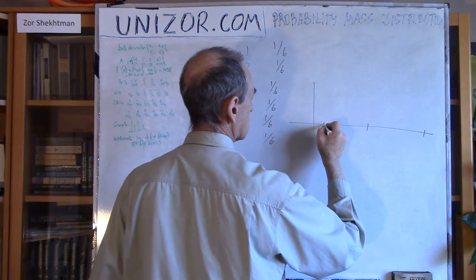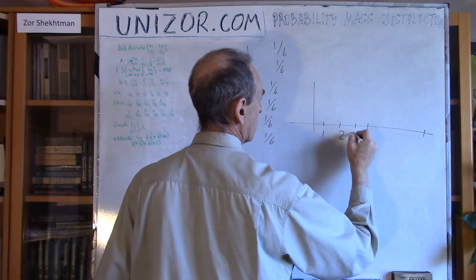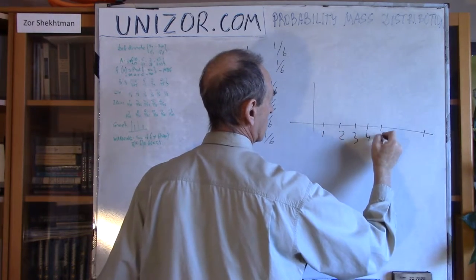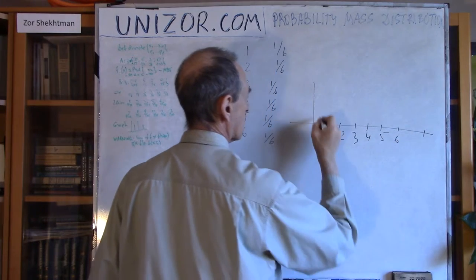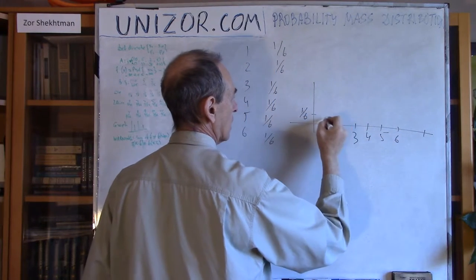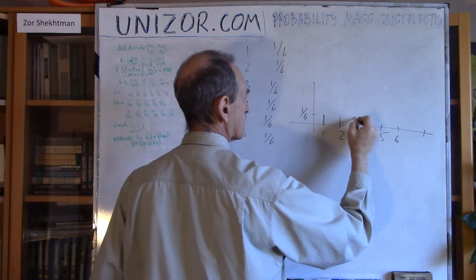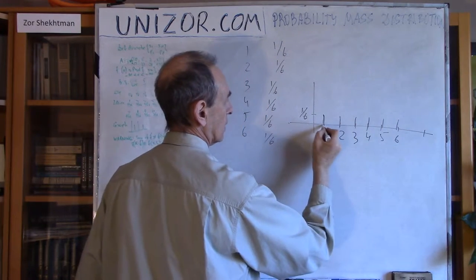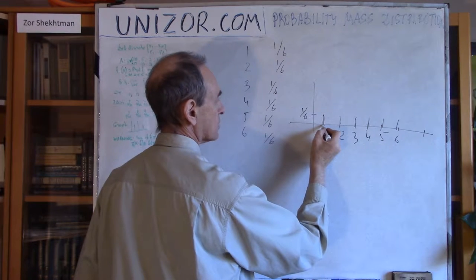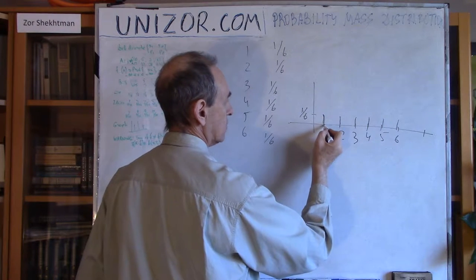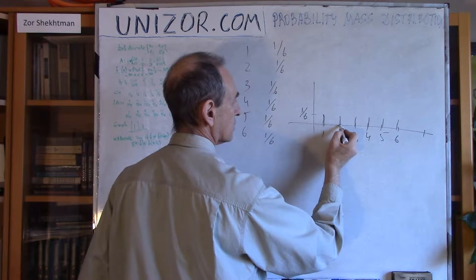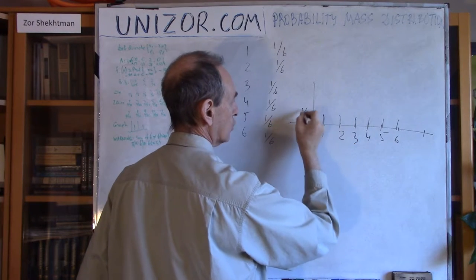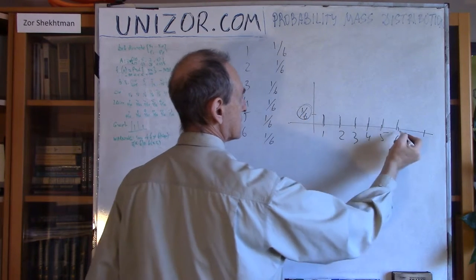So this is 1, 2, 3, 4, 5, and 6. This is 1, 6. So you have this, this, this, this, this, and this. So this is the graph. Zero until it's one, then jump up, immediately goes down. Zero until two, jumps up to 1/6 value, down, etc., up to six.